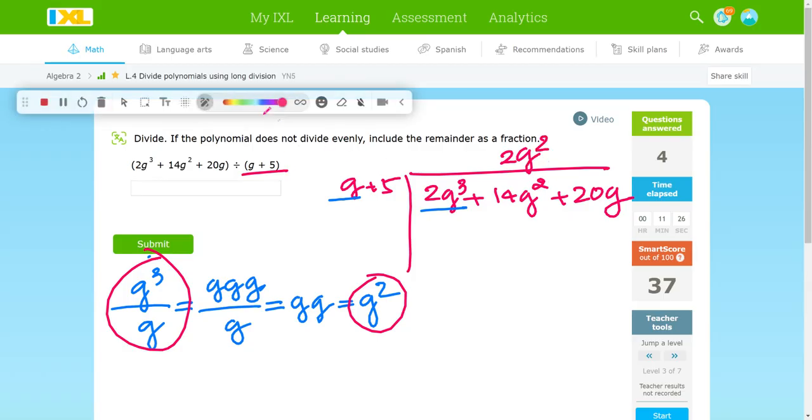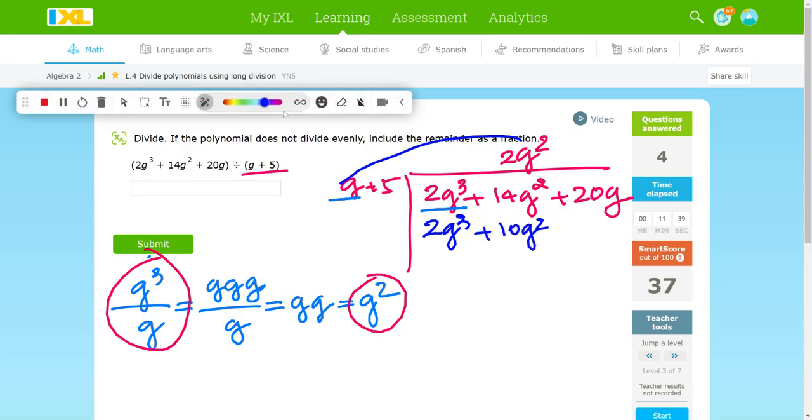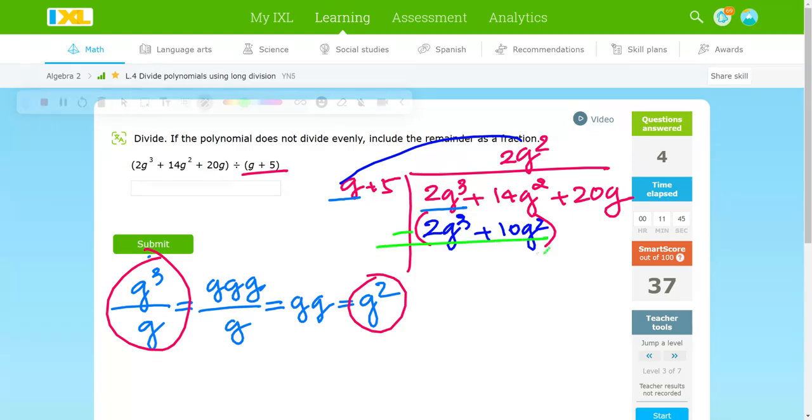Multiply them back. 2g squared times g becomes 2g cubed. 2g squared times 5, that should be 10g squared. Now put in parentheses and then subtract. Make sure you subtract. So you can see here 2g cubed subtract 2g cubed, that's 0. 14g squared subtract 10g squared becomes 4g squared.